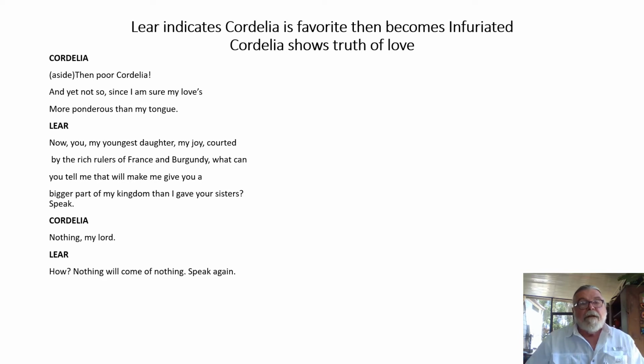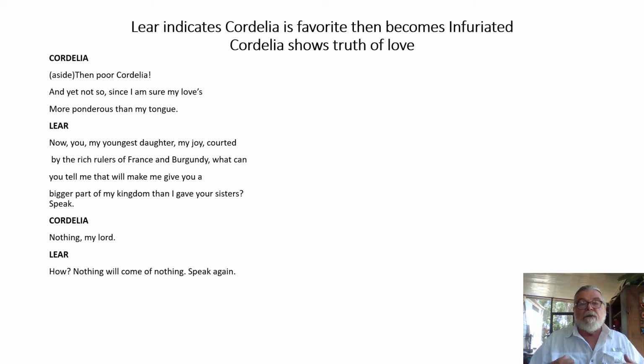So we start off. Cordelia says that in her heart is so much love, she's unable to express it by her speech. Then Lear asks her, go ahead and speak, flatter me. And she says, nothing. And he says, what? What can come from that? So this dialogue between Cordelia and Lear shows the truth of love in Cordelia, and it also shows the beginning of Lear's pride and his blindness.